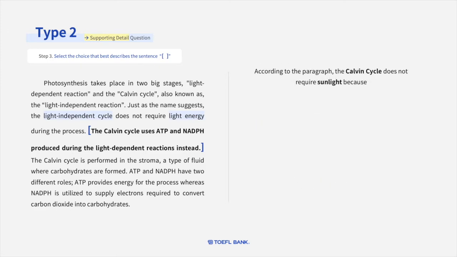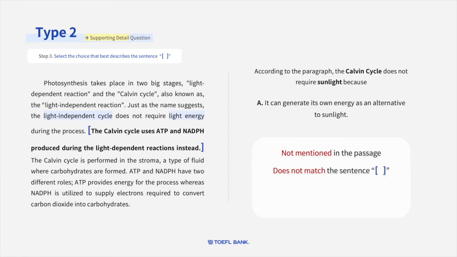Choices A, C, and D are incorrect. A is it can generate its own energy as an alternative to sunlight. Such fact was not mentioned in the passage. It does not match the sentence in the passage that states the answer to the question as well.